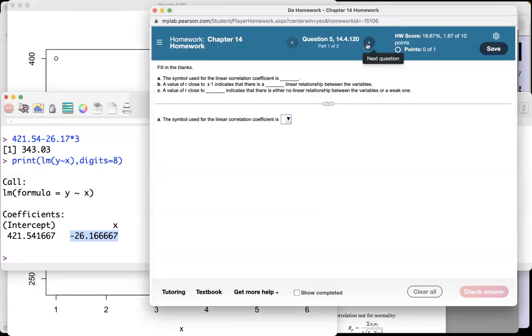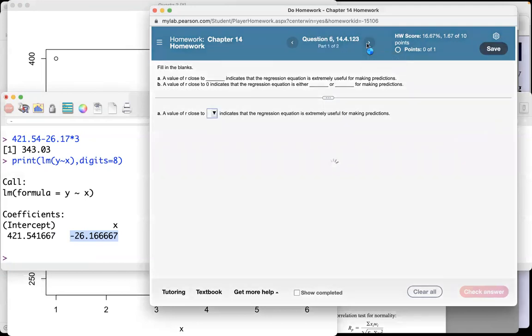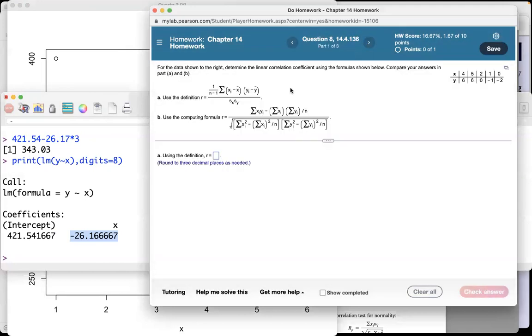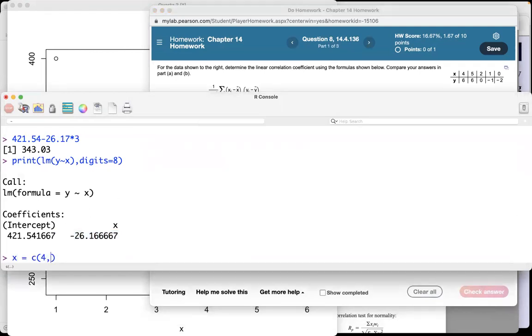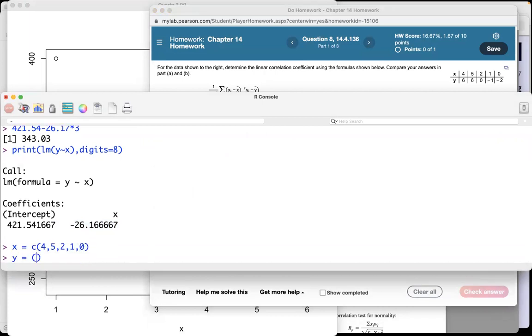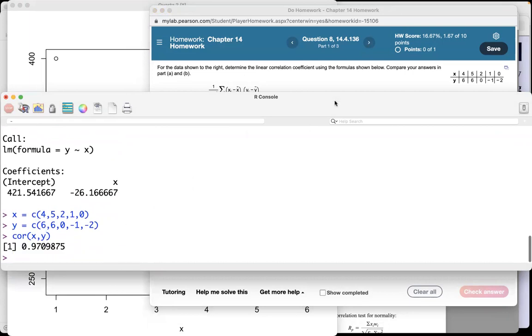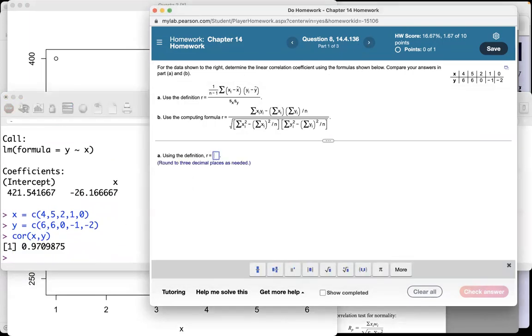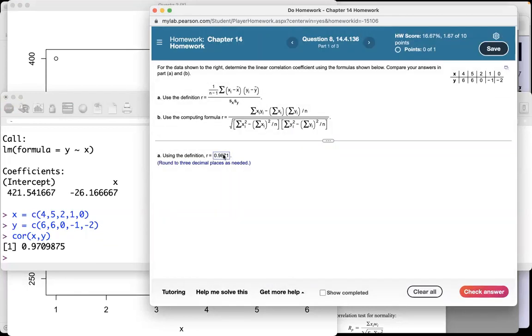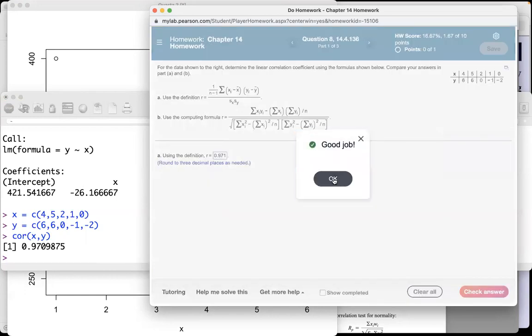If we wanted to look for the linear correlation coefficient, this is also very easy to do. Basically, you're just going to take your data. Let's do this one really quickly. You would take X as 4, 5, 2, 1, 0, and Y would be 6, 6, 0, -1, -2. Then cor(x, y) gives your correlation coefficient. So you would get 0.971. Oops, I said the right thing but typed the wrong thing. 0.971 would be the correlation coefficient.